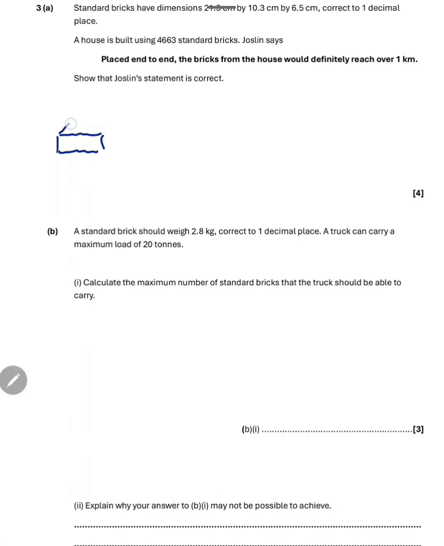Question 3, we've got a brick, and we've got the measurements of that brick. So I'm just going to quickly sketch it out. And it says it's 21.5 by 10.3 by 6.5, correct to 1 decimal place. Big alarm, this is a bounds question. The minute you've got some numbers that have been rounded, you're probably looking at a bounds question. I'm just going to sketch this in as the length, 21.5, because the next part of this question says these bricks are being placed end to end. So I'm not actually bothered about the other dimensions. I'm laying these out in a line, end to end, like you would if you were building a wall.